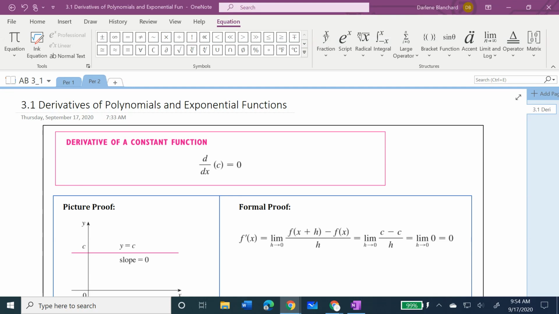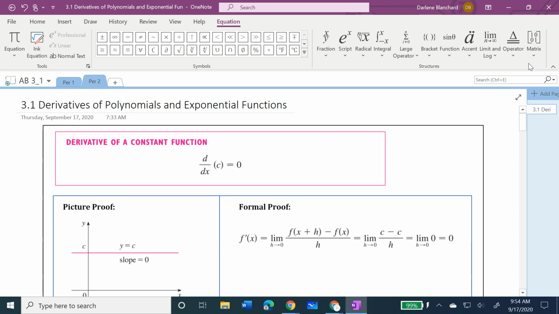So section 3.1, derivatives of polynomials and exponential functions. If you are watching the video, you can pause and understand the proofs better, but I'm going to have to run through them way too fast. So, derivative of a constant function.